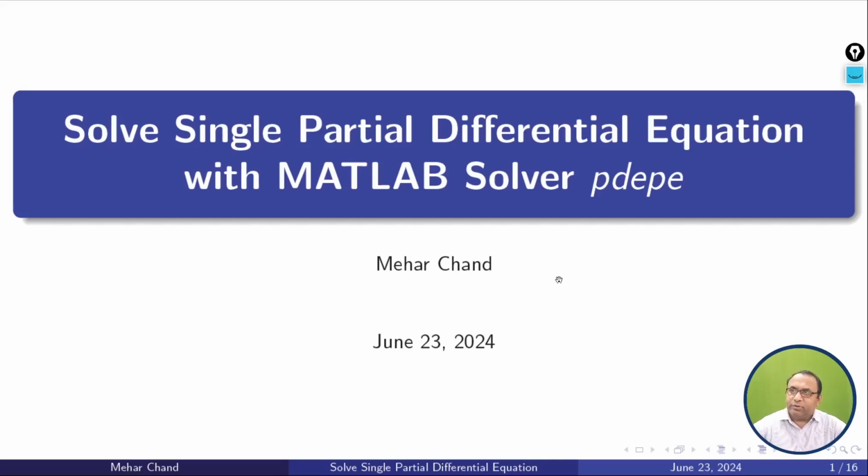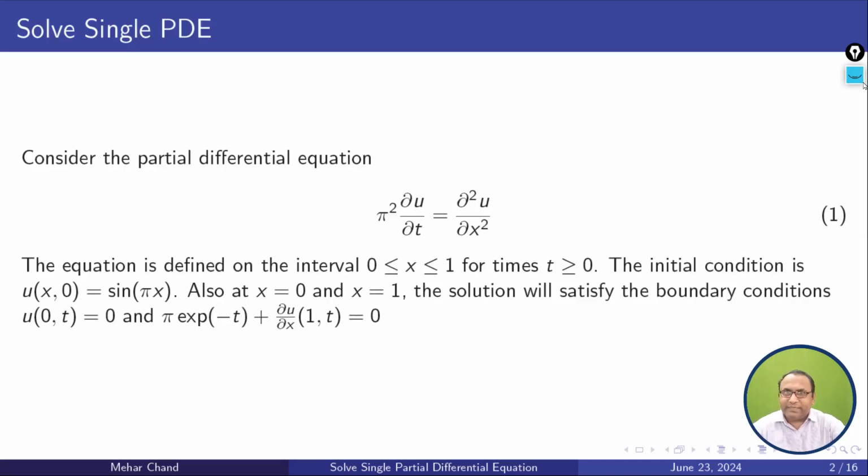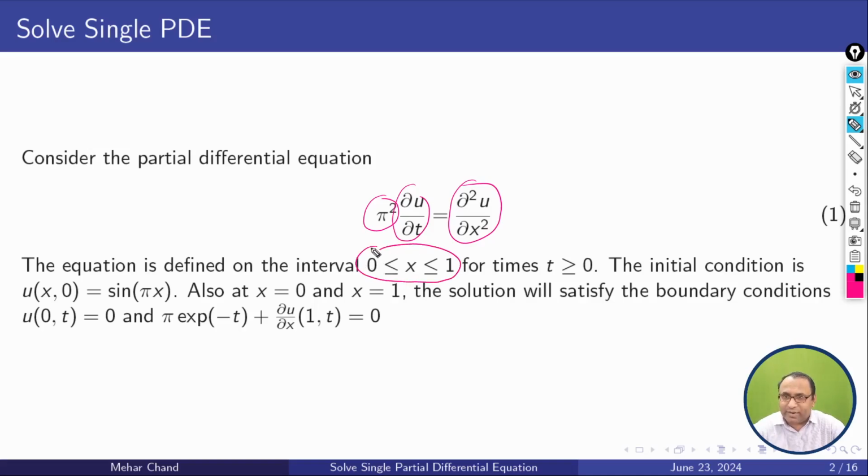Here we are going to solve a single partial differential equation with the MATLAB solver PDEPE. We are considering the partial differential equation given here: pi squared del u upon del t is equal to del 2u upon del x squared. The equation is defined over the interval 0 less than or equal to x less than or equal to 1, and for time t greater than or equal to 0.